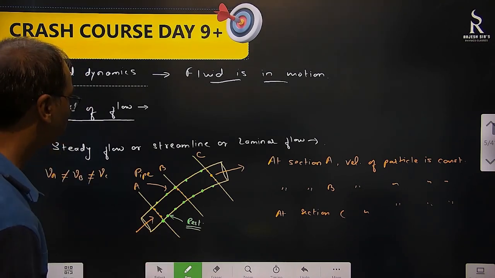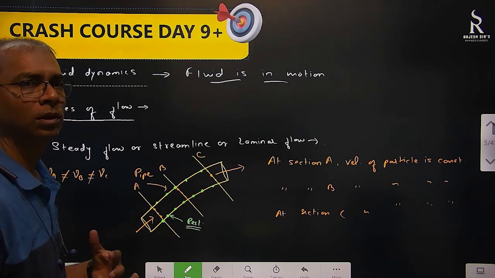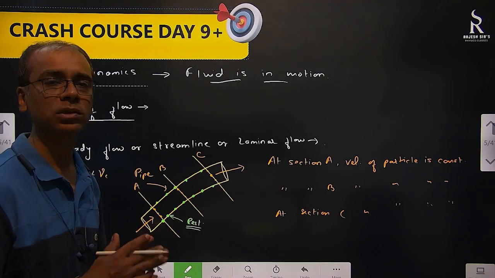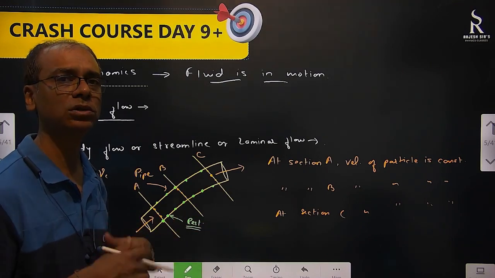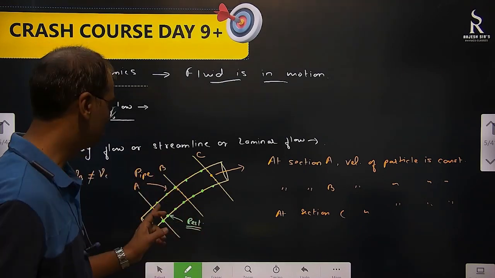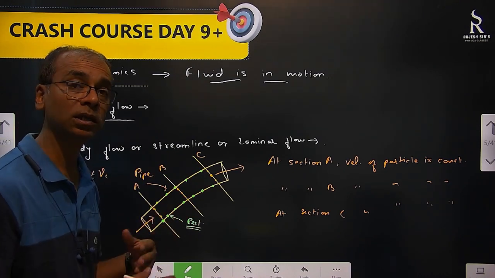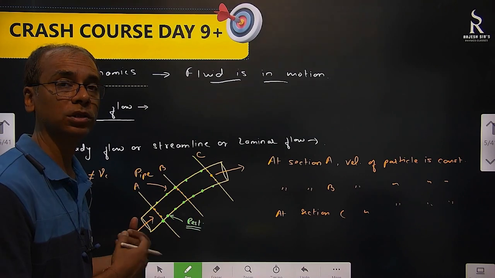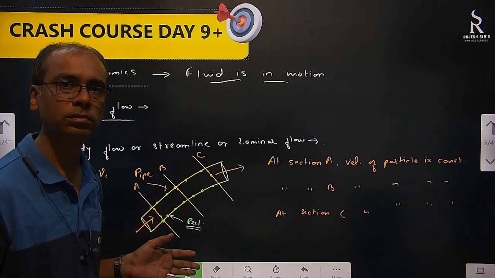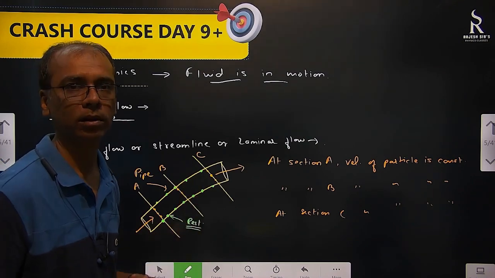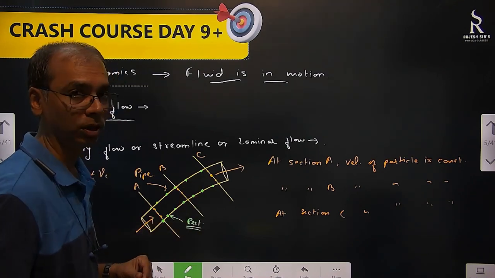Okay, what is turbulent now? Turbulent means that the velocity of all the particles, suppose at section A we are talking, is not constant. Even direction is not constant, magnitude is also not constant. This particle will have something else, this particle will have something else, and the particle which is following this will have something else. That's turbulent. Too much flow is there, then it is called turbulent flow.